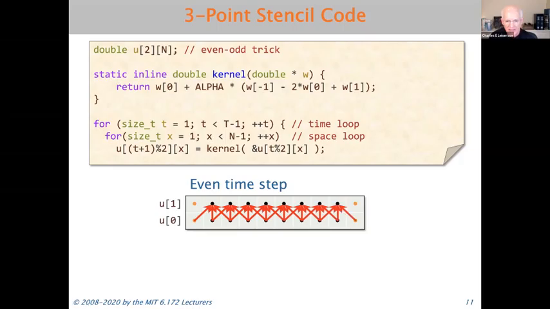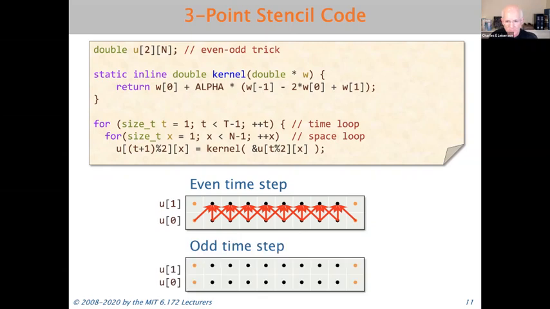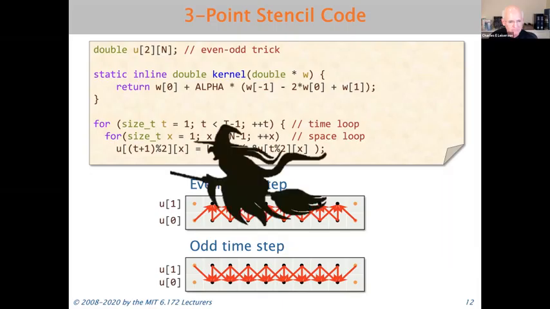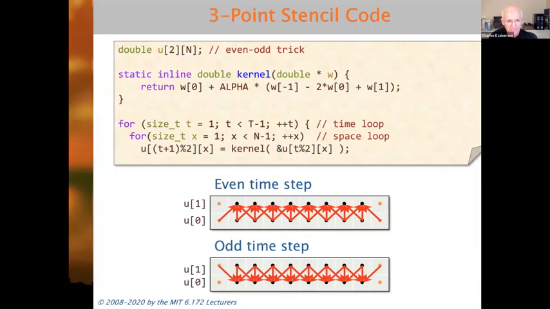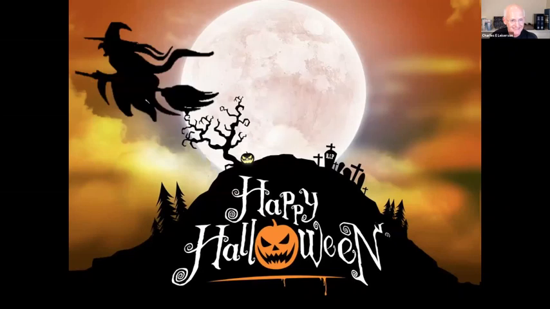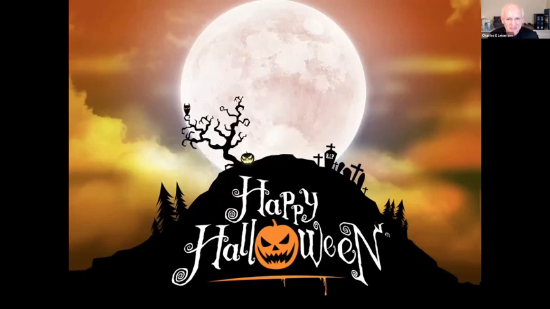Okay, and then on odd time steps, we update U0 based on values from U1, like this. So we end up using order n space, not order nt. So that's two cute tricks. That was your treat for the trick.